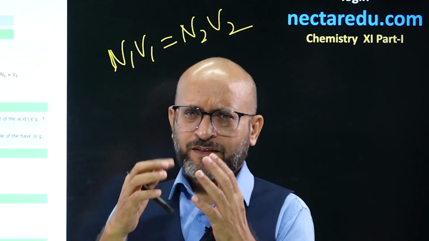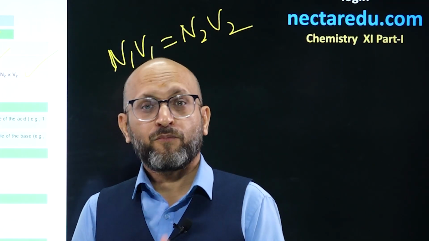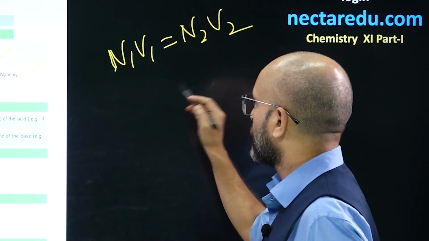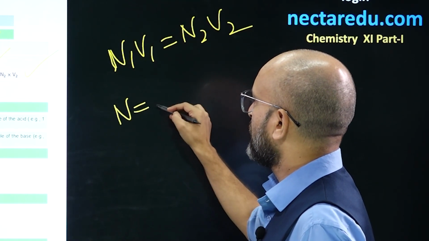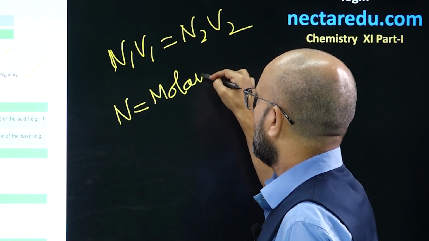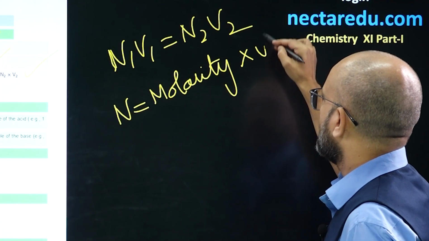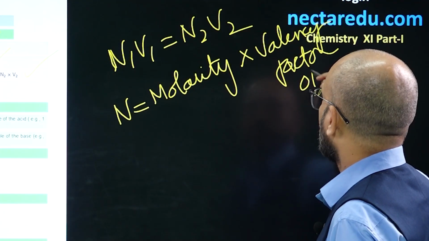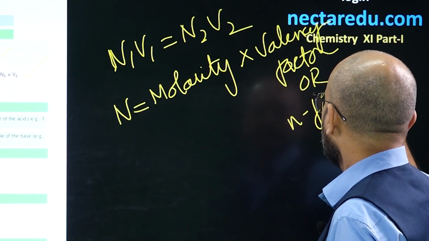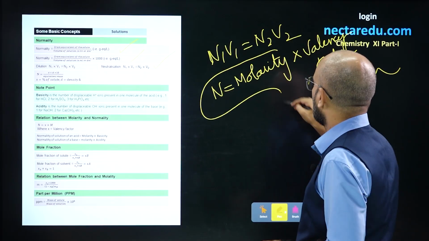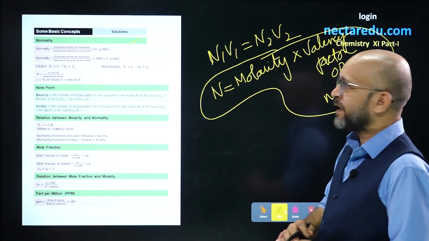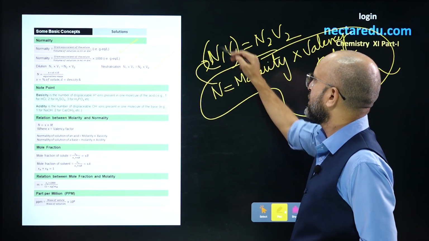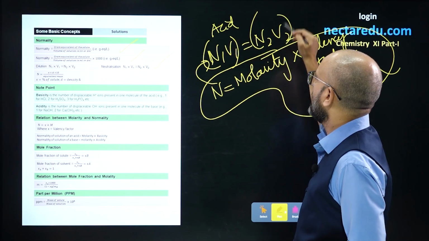Sometimes what the examiner does is he gives molarity instead of normality. So you can convert molarity into normality by using a formula. Normality equals molarity into valency factor, or sometimes we call this n factor. So through this formula you can convert molarity into normality and then use this normality in this formula, right? So this could be for acid and the other thing will be for base.